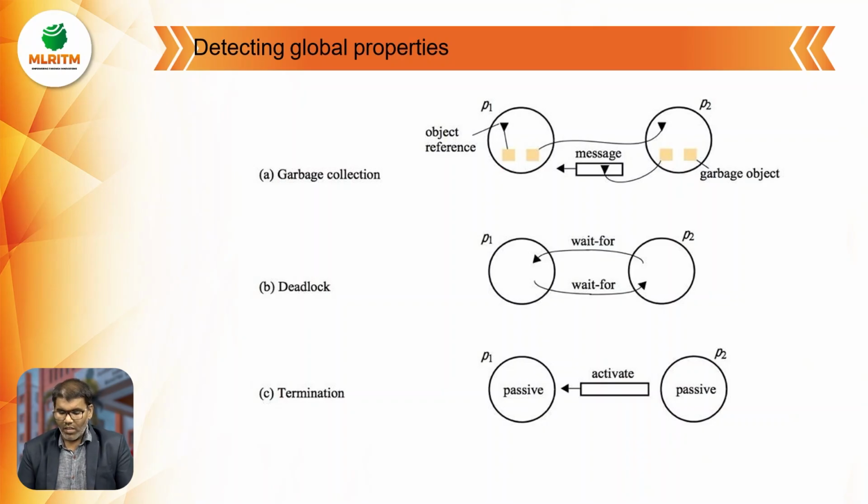Deadlock: here process P1 is sending to process P2 but it is in a waiting condition, and process P2 is sending to process P1, here also a waiting condition. That's why it is a deadlock. And termination: process P1 and process P2 are passive and active, and we are sending the message from process P2 to process P1 by using the activation.